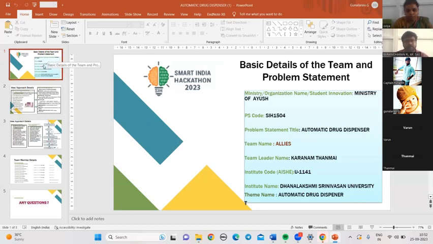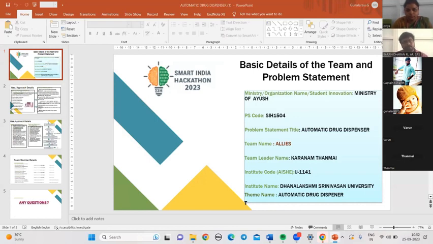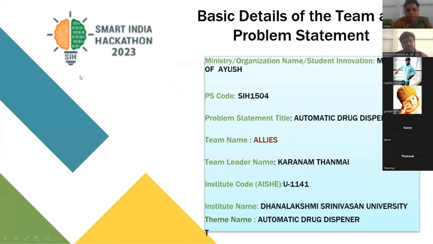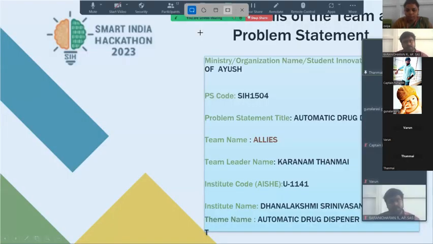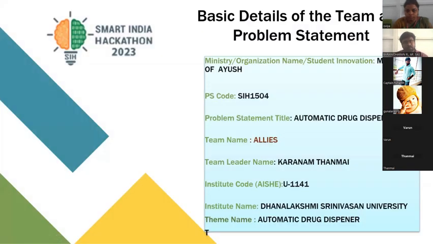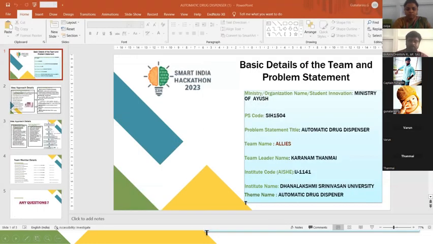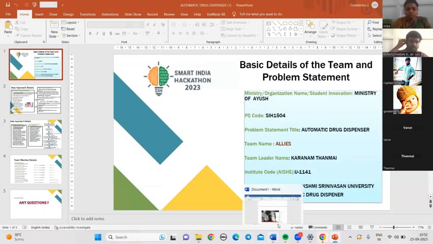Today our topic is about the automatic drug dispenser. This is just like a daily example. Every patient receives a doctor's prescription, but after that, when they go to the pharmacies, long queues are followed by many people, so it takes a long time to purchase the medicine. So we came up with a solution: an automatic medication machine, like an ATM medication machine.